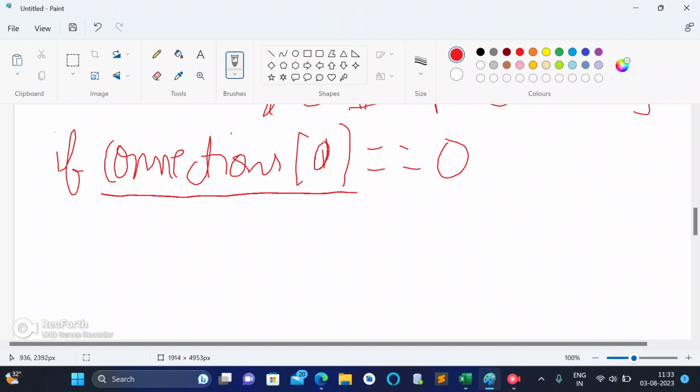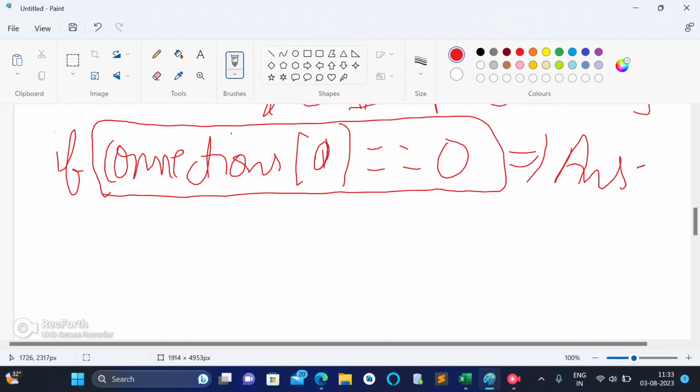If connections of 0 is equal to 0, this means we can say that the answer is 0. The answer to this question is 0. This is our case number 1.